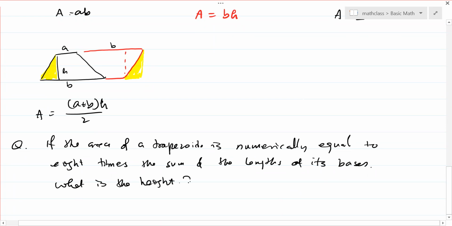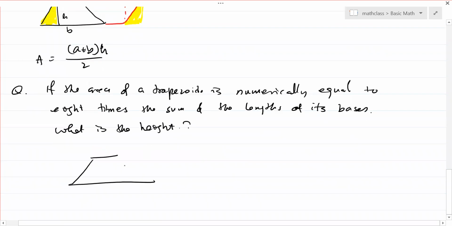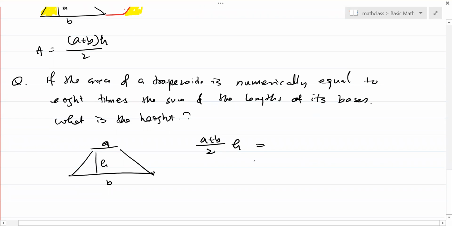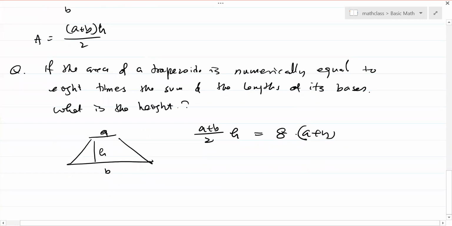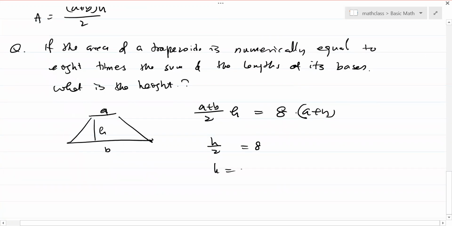Okay, now here we ignore the units. So this is h. All right, so the area of the trapezoid will be half of a plus b times h, right? And this should be equal to 8 times the sum of its bases. So if you just write down this, then you'll see that a plus b will be canceled out, okay? Then h is going to be 16.